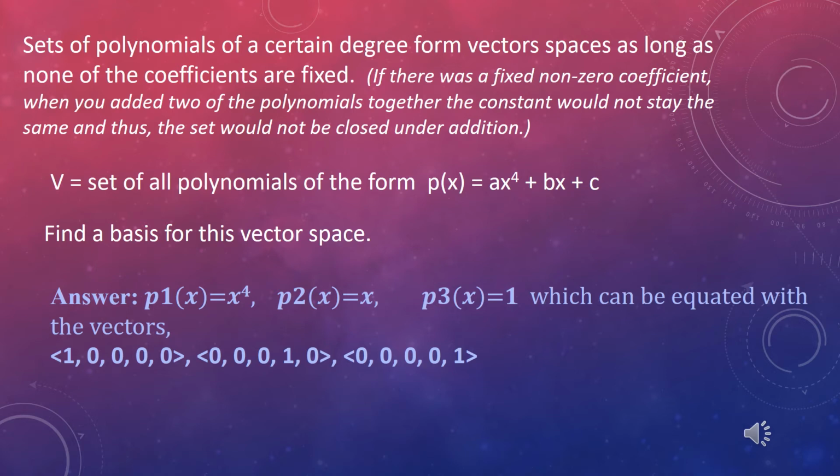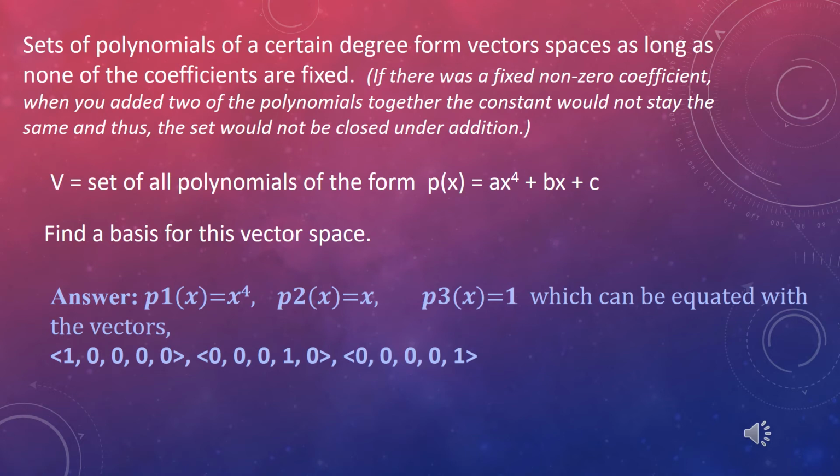So if we considered the set of all polynomials that have an x to the 4th power in them, so ax to the 4th, but these polynomials are not going to have a cube or a square. They will have a linear term, and then they'll have a constant. So we're considering sets of polynomials of the form a times x to the 4th plus b times x plus c. That's the set we're defining.